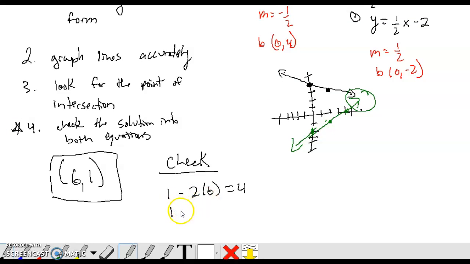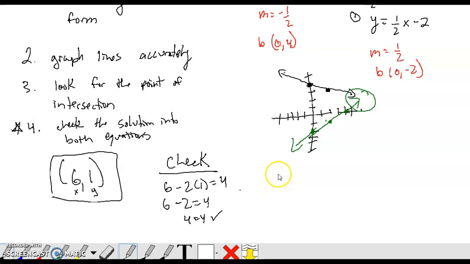Oh, I just changed this. Sorry, I messed this up. So scratch all that. This is your x. This is your y. So I meant to say 6 minus 2 times 1 is equal to 4. So 6 minus 2 is equal to 4. 4 is equal to 4. Check. So it worked in the first equation.